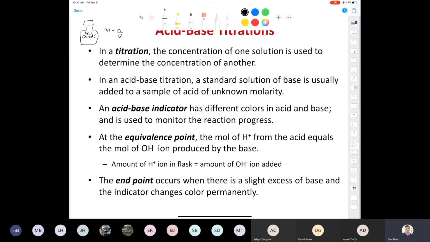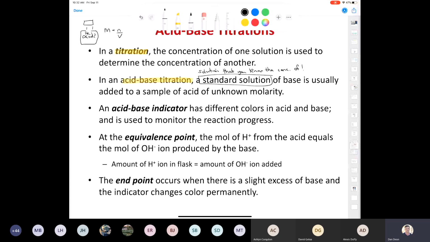Before we get into the nuts and bolts of it, let's go over some definitions. In a titration, the concentration of one solution is used to determine the concentration of another. That's the definition of what a titration is. In an acid-base titration, which is one of the most common types of titrations, you take a standard solution of a base. When it says standard solution, standard is a sassy way that we say a solution that you know the concentration of. So let's say you had a base, sodium hydroxide, and you knew the concentration, 0.1000 molar. Good. And it's usually added to a sample of an acid of unknown molarity.